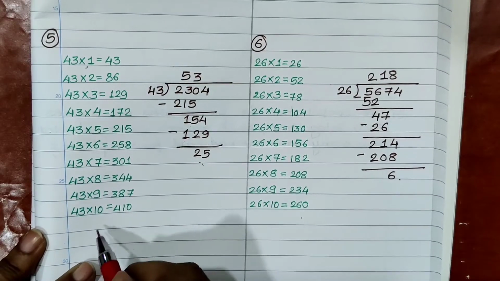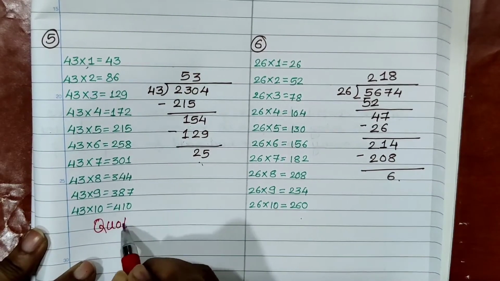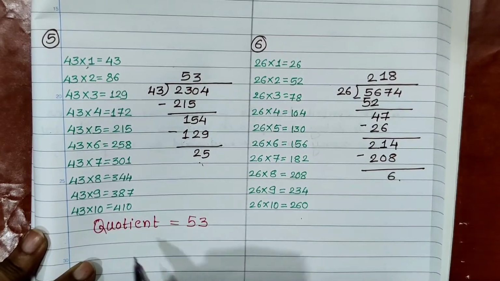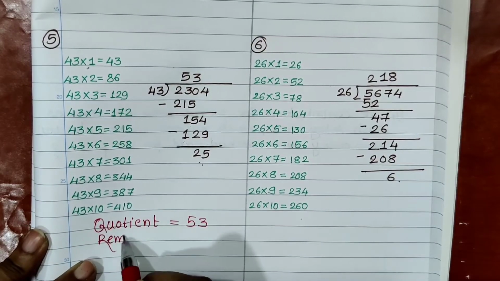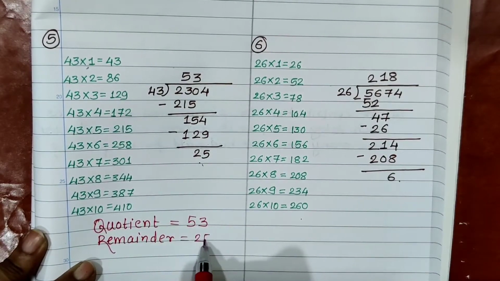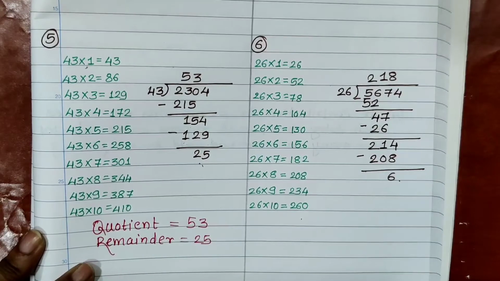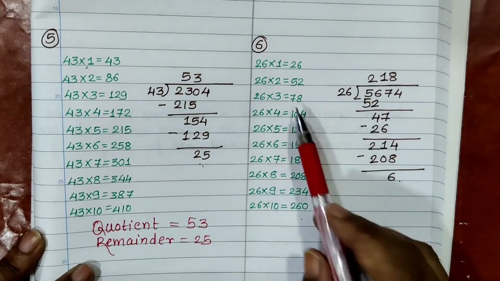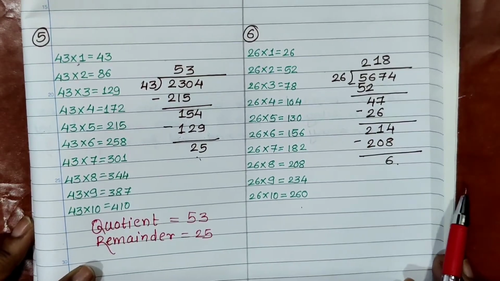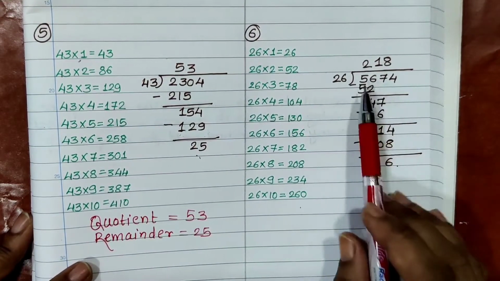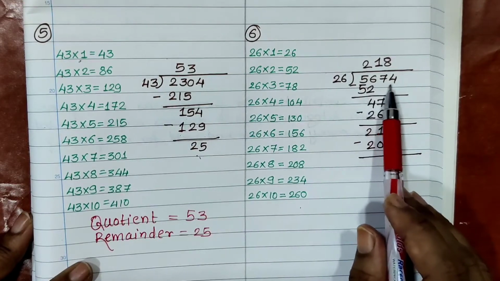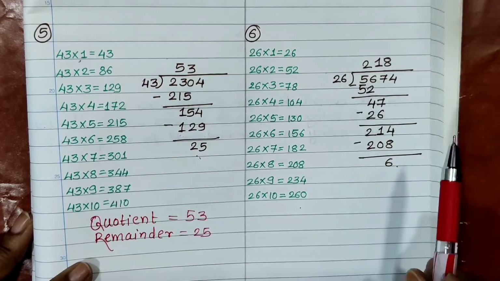So here I am writing quotient is equal to 53 and remainder is equal to 25. Now the last sum from this question number 1. 26 is the divisor. You all know the table of 26, but still I have written over here the table of 26. 5674 is divided by 26. 5674 is the dividend and 26 is the divisor.